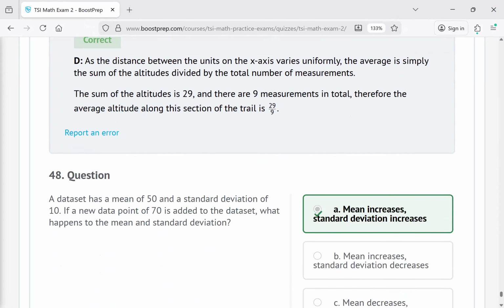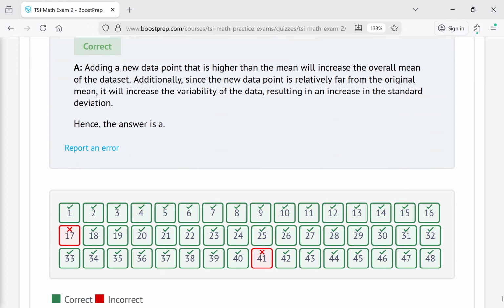And I think that is it. So we only missed two, so we're good. Okay, I'm going to stop here.